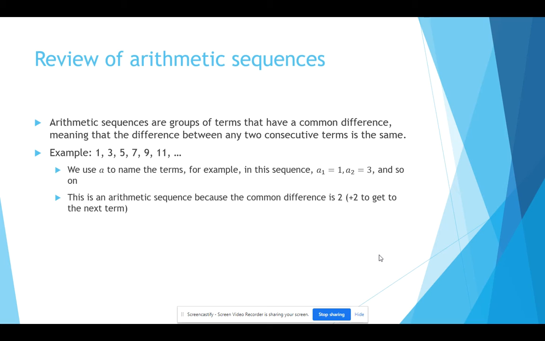An example of an arithmetic sequence we have here is 1, 3, 5, 7, 9, 11, and so on. We can use A typically to name the terms. For example, in the sequence above, the first term, A sub 1, is equal to 1. A sub 2 would be equal to 3, so on and so forth. We can prove that this is an arithmetic sequence because there is a common difference of 2, meaning that we have to add 2 to get to the next term.